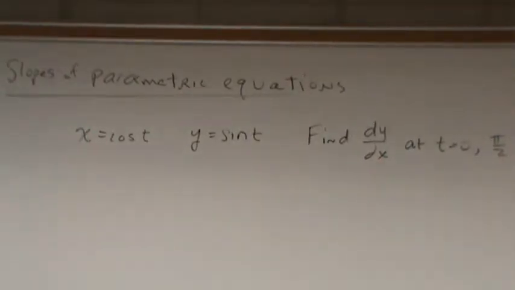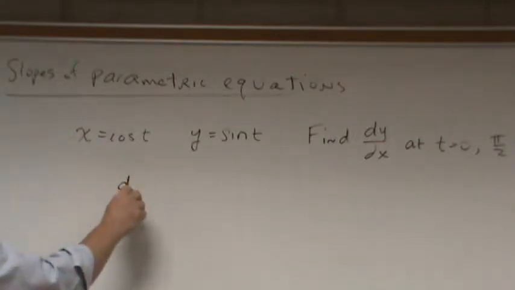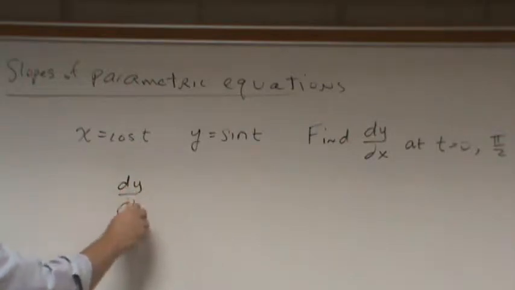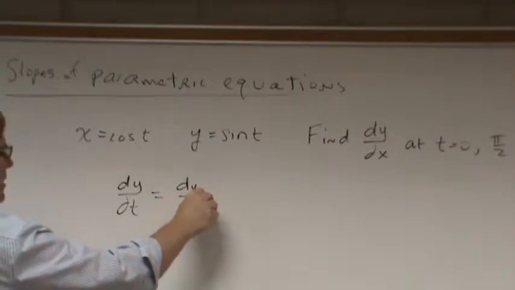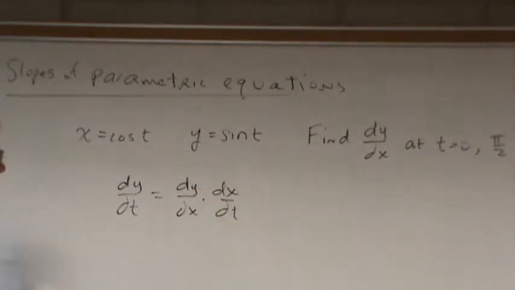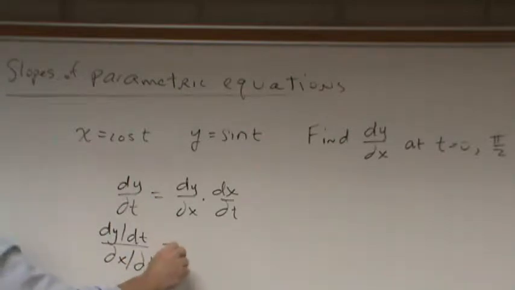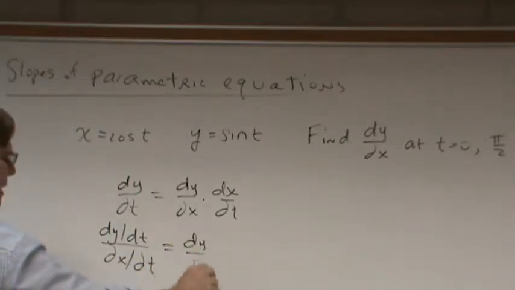Well, it turns out you can get an expression for the slope of a parametric equation by using the chain rule. The chain rule says this. If I had dy dt, that would equal dy dx times dx dt. Are you okay that that's the chain rule? Essentially, the dx is canceled. And so if I solve for dy dx, I get dy dt over dx dt ends up equaling dy dx.